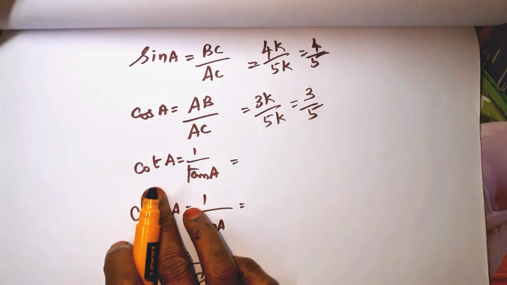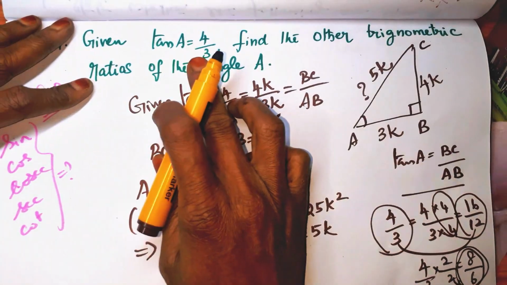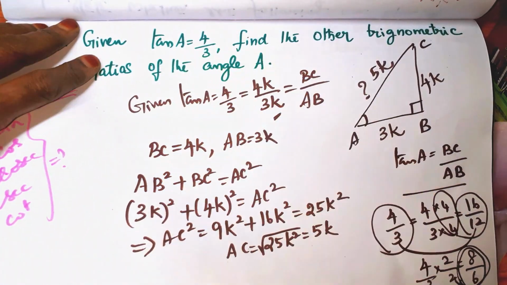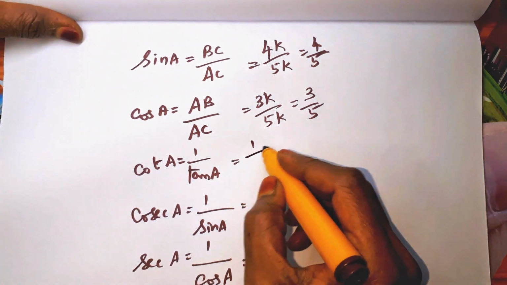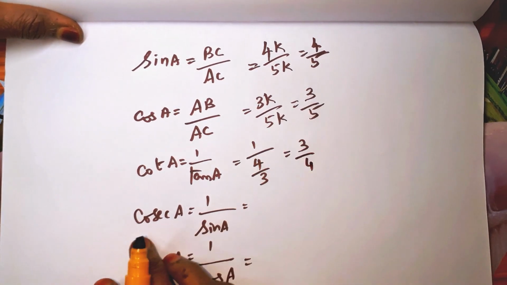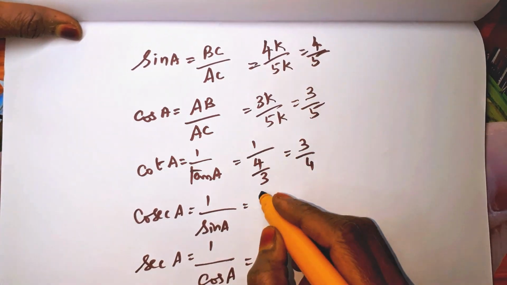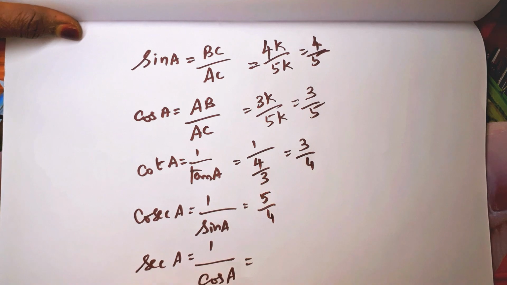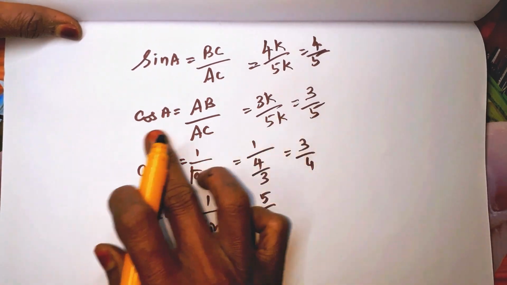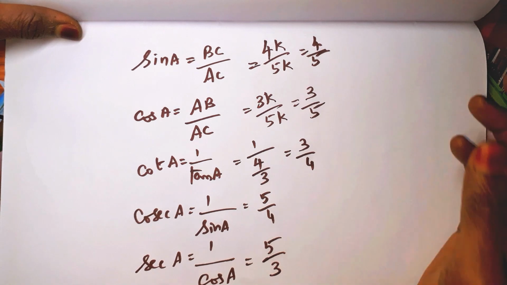What is cot A? It is 1 by tan A. Tan A is equal to 4 by 3. So 1 by 4 by 3, which is 3 by 4. And cosecant is 1 by sine, so the inverse of this. So it is 5 by 4. And secant is 1 by cos, so the inverse of cos. So it is 5 by 3. Is it clear?